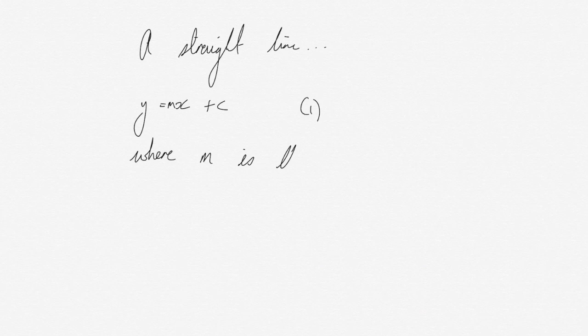For example, a straight line may be approximated with y = mx + c (1), new line, where m is the gradient, c is the y-intercept, x is the independent variable, and y is the dependent variable. You will note the following.